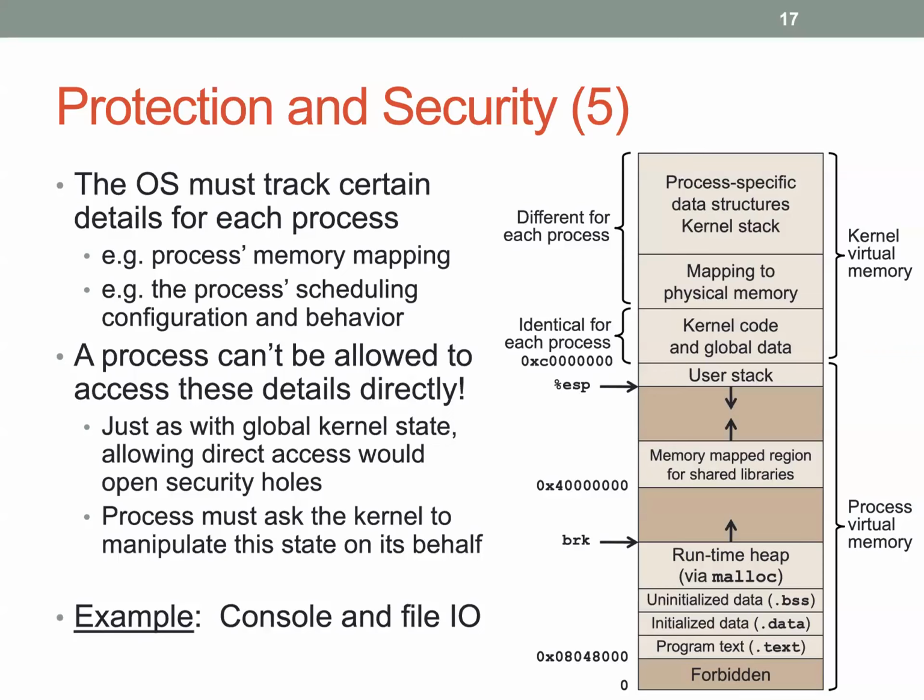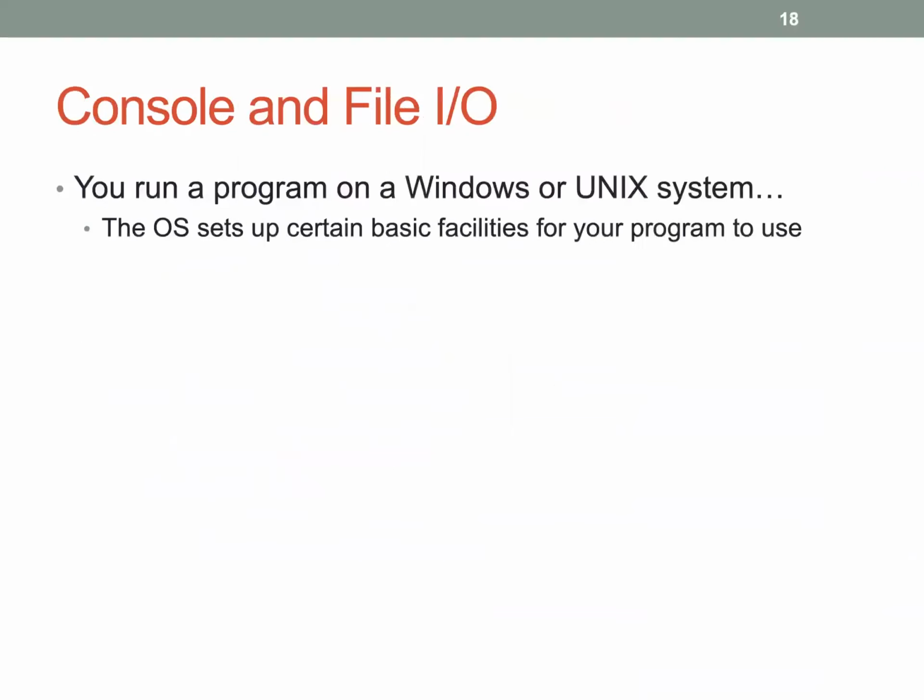We're going to see an example of this interplay between user processes and the kernel in the context of console and file I/O, because that is going to be very useful for the first project, which is to write a command shell. So when you run a program on Windows or Unix, and remember that when I say Unix, I mean Mac OS, Linux, the Windows Subsystem for Linux, whatever you decide to run your program in, it doesn't really matter. The OS sets certain things up for you automatically.